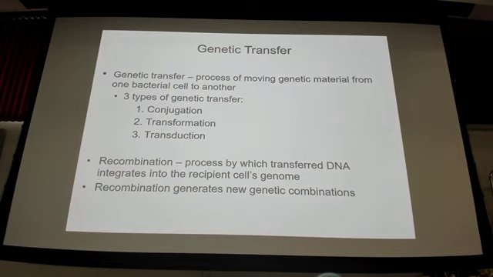Oftentimes the word recombination gets thrown around interchangeably with genetic transfer, but recombination is a little bit different in terms of its definition. Recombination means that you've actually managed to integrate these genetic elements into the recipient cell genome. We'll define what that means in a couple of examples. But the end result is that now you have a bacterial cell that's received some genetic element from a donor cell. You have a recipient that's received information from a donor cell, and a bacteria that now has a new type of genome, something that's altered its genomic composition.